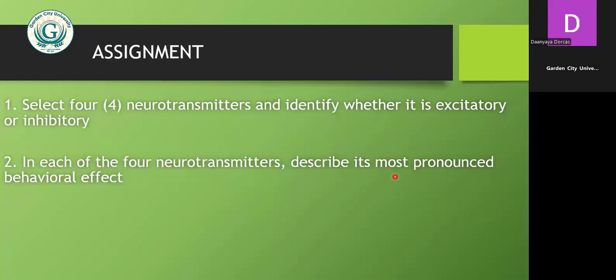Yes, Dorcas, kindly ask your question. I have a question, about the inhibitory. Is it that the inhibitory will bind its nerves before it will abort, or it will not get to the post-synaptic neuron before it will be aborted?